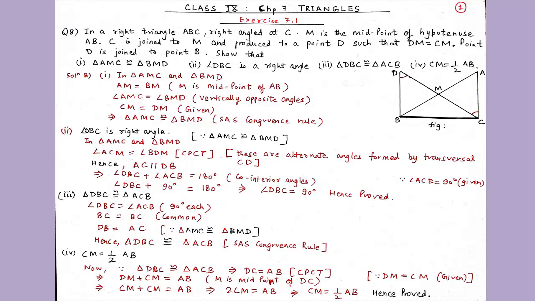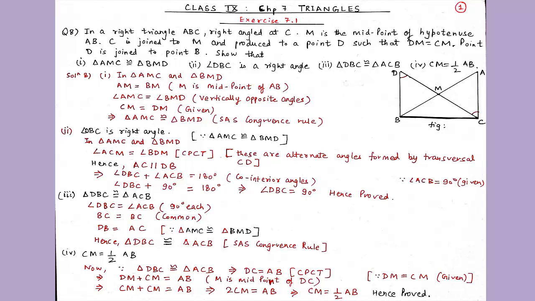Show that, in first part, we have to show that triangle AMC is congruent to triangle BMD. In second part, we have to prove that angle DBC is a right angle. In third part, we have to prove that triangle DBC is congruent to triangle ACB. And in fourth part, we have to prove that CM is equal to half of AB.